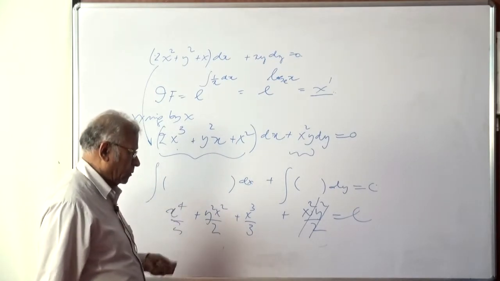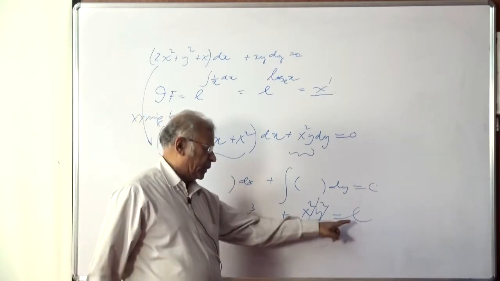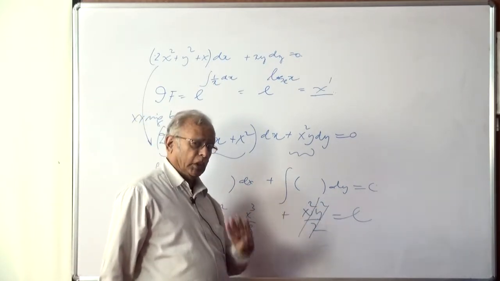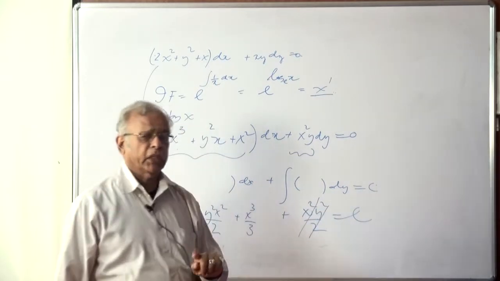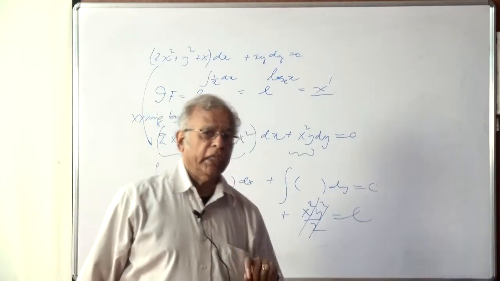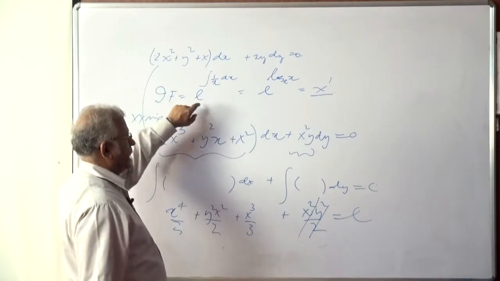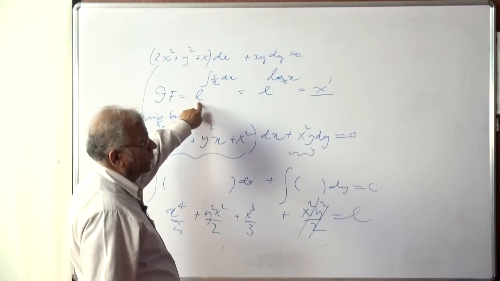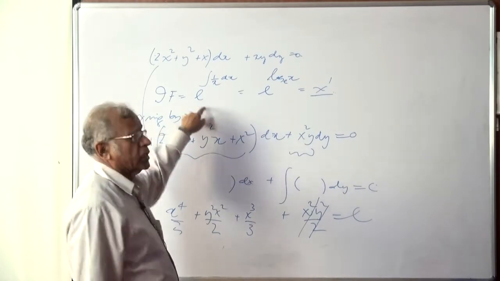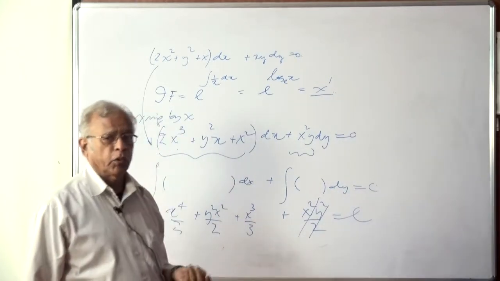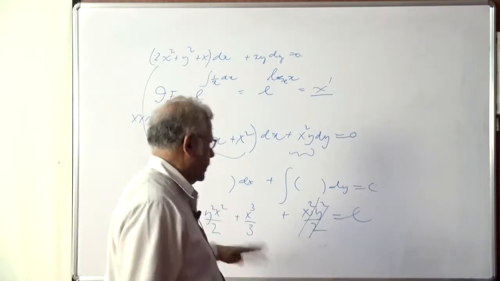C is, needless to say, an arbitrary constant of integration, and the solution has only one arbitrary constant of integration because it is a first-order equation. The M dx plus N dy is equal to 0 can be cast in the form dy dx is equal to minus M by N. That one can verify.